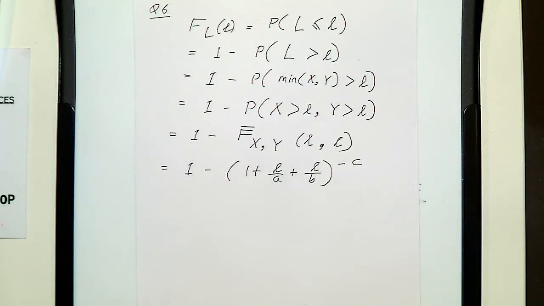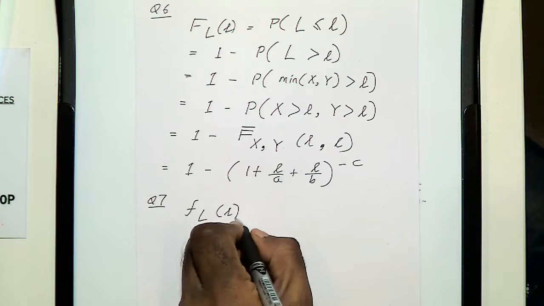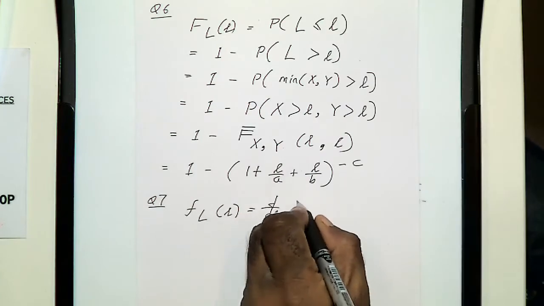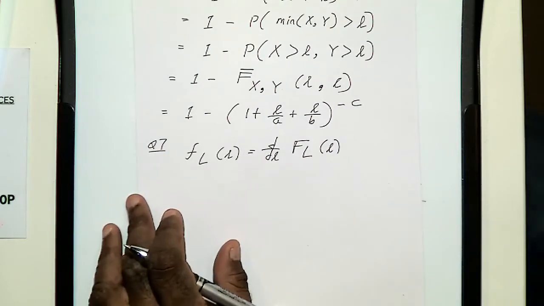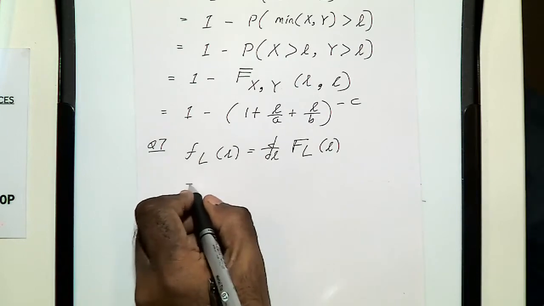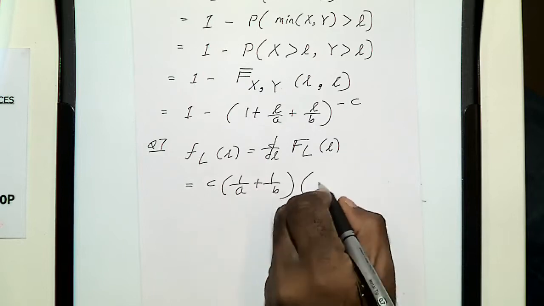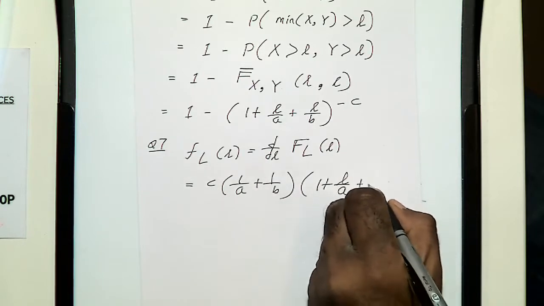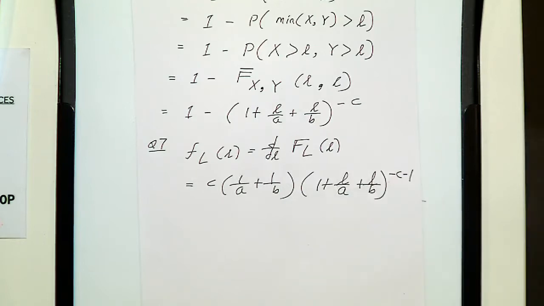Alright guys, now part 7 is to find the PDF, or the density function, of L. So basically you need to differentiate this with respect to L to find the PDF. So you get, if I'm not mistaken, okay, so that's the density function of L.